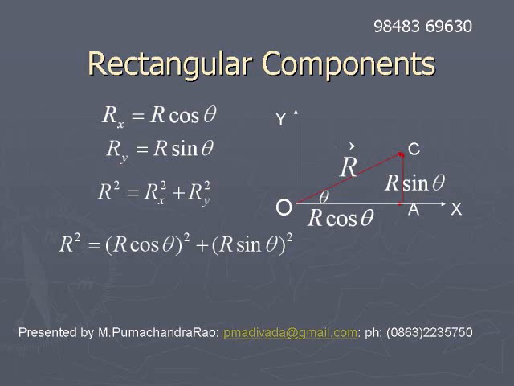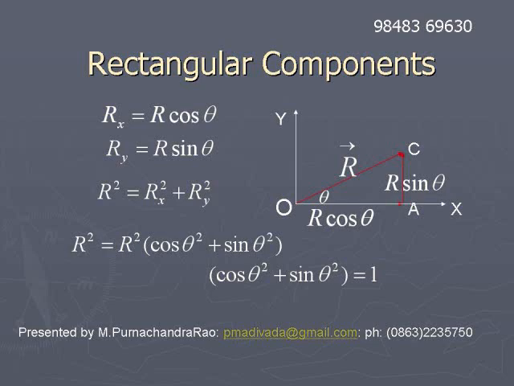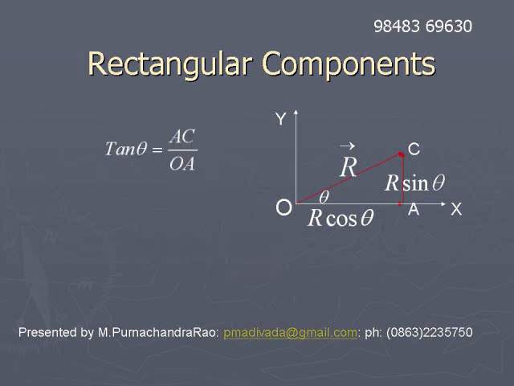So, the square of the hypotenuse is equal to the sum of the squares of the sides. Hence, r square is equal to rx square plus ry square. But rx is r cos theta, ry is r sin theta. Hence, r square cos square theta plus r square sin square theta, where r square is common. Sin square theta plus cos square theta is 1. Hence, we will get r. So, r will be equal to square root of rx square plus ry square.